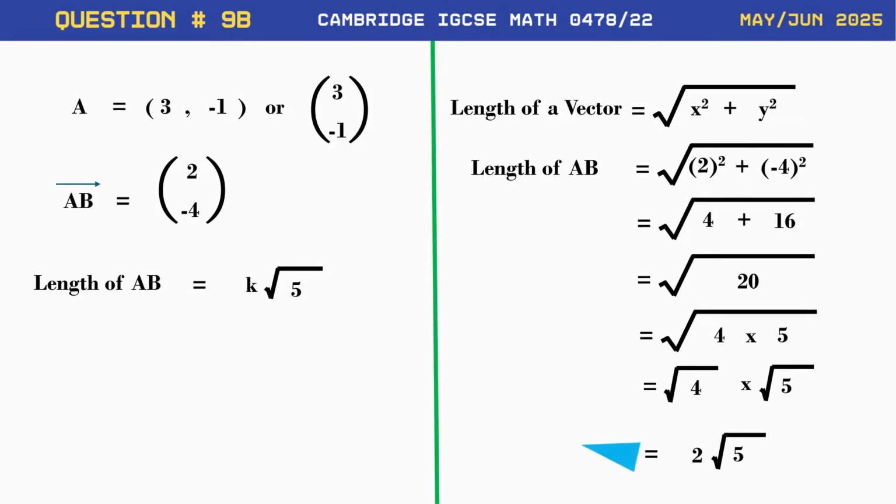Now let's substitute it in the initial equation where the length of vector AB is k√5. So 2√5 equals k√5. Removing √5 from both sides, k is identified as 2, which is the answer.